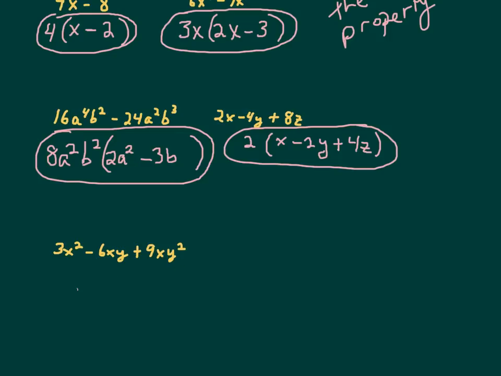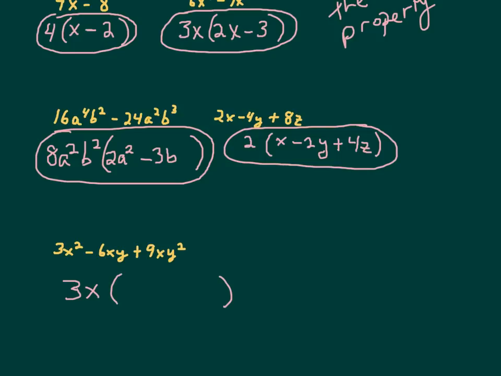My greatest common factor here is going to be, so if I look at the 3, 6, and 9, my greatest common factor is 3. If I look at the x squared, x, and x, my greatest common factor is x. There's not y's in each term, so 3x is going to be my greatest common factor.